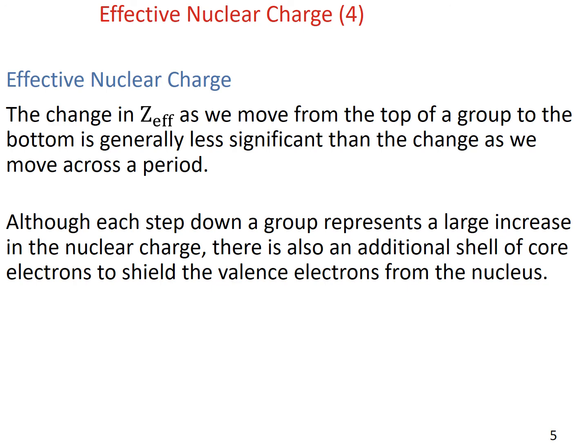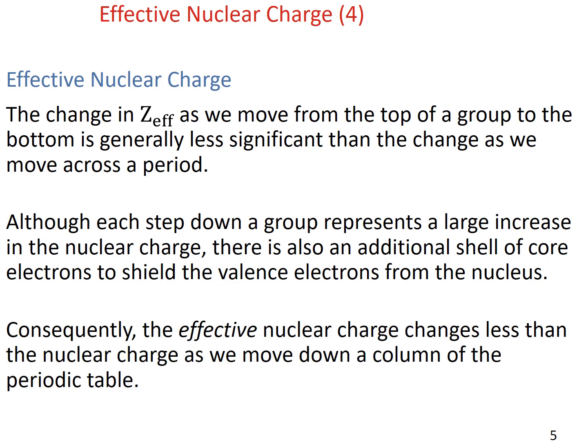Since each time you step down on that group, like I had mentioned, there is a large increase in nuclear charge, but you also are adding the same number of core electrons. So they kind of offset each other. And that's why that vertical trend doesn't really change too much. So when we talk about Z effective, generally we are going to use that rationale for the left to right trend, not so much a vertical trend.